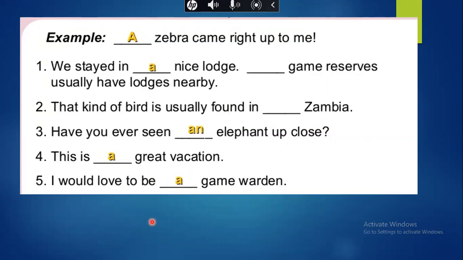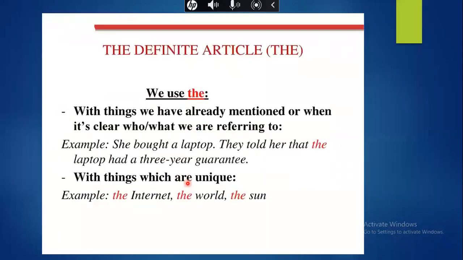Now, when you don't need to put an article, we leave the space. Have you ever seen an elephant up close? Now you don't need to put a here, as it's a vowel sound, you're going to put an. This is a great vacation. You're not going to put an here, you're going to put a, because G is sounding like g, which is a consonant sound. I would like to be a game warden. Now here, again, you're not going to put an, you're going to put a.